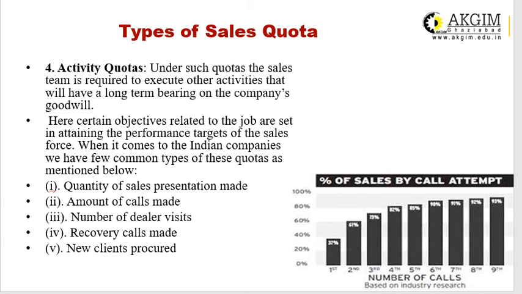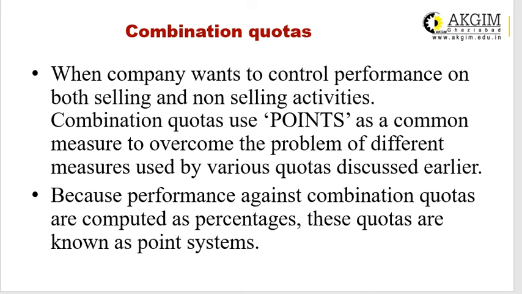Then you have the activity quota. Under such a quota, the team is required to execute activities that will have a long-term bearing on the company's goodwill. Here certain objectives related to the job are set in attaining the performance targets of the sales force. In companies, we have a few common types of these quotas mentioned below: the quantity of sales presentations made, amount of calls made, number of dealer visits, recovery calls made, new clients procured. So this was the activity quota.